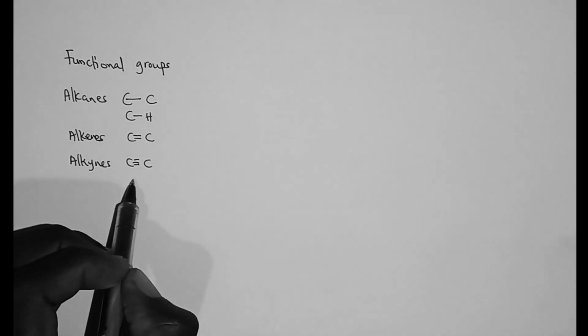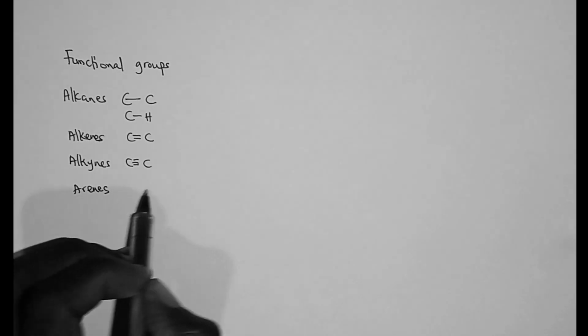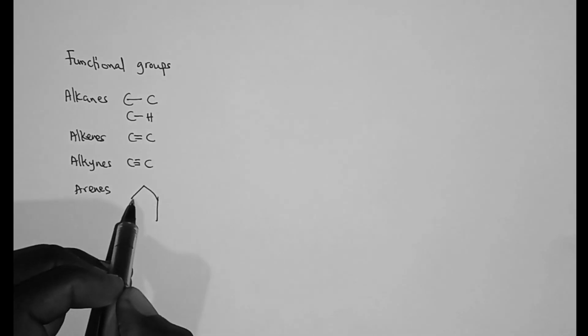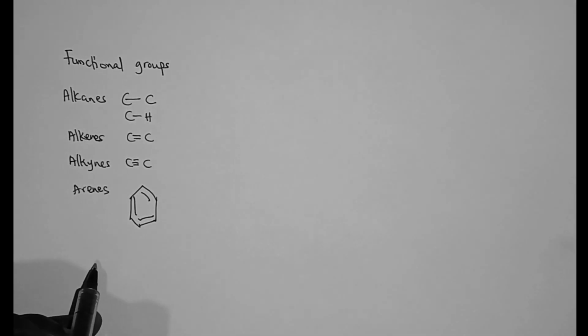We also have this functional group known as the arenes. The arenes are normally benzene rings, and they normally form the aromatic compounds. So these are the arenes.